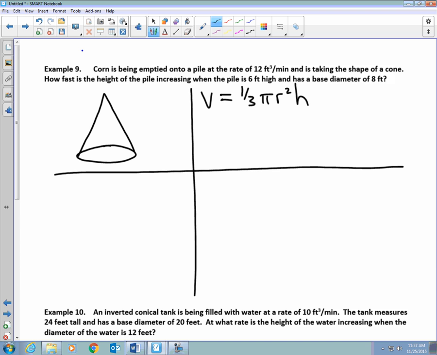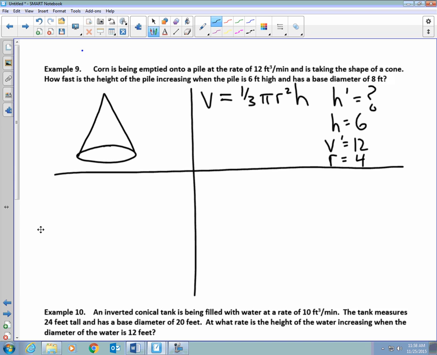What are our knowns? The corn is being emptied onto a pile at a rate of 12 cubic feet per minute and is taking the shape of a cone. How fast is the height of the pile increasing when the pile is 6 feet high and has a base diameter of 8 feet? What are some of the knowns? H prime, we do not know. We know that H is 6. Allison? V prime is 12. How about the current radius?